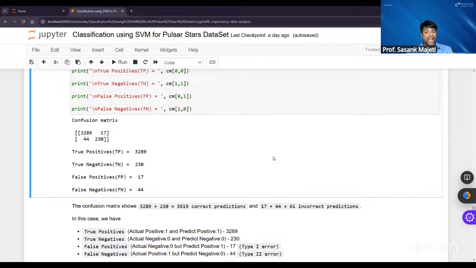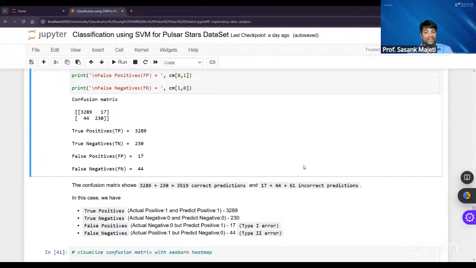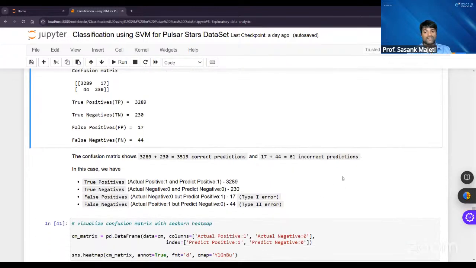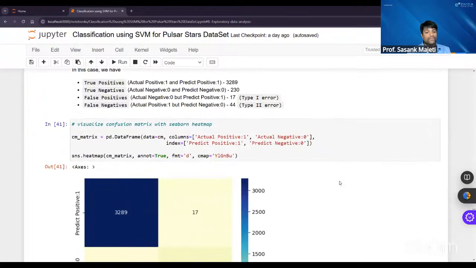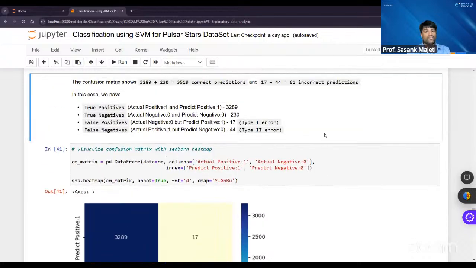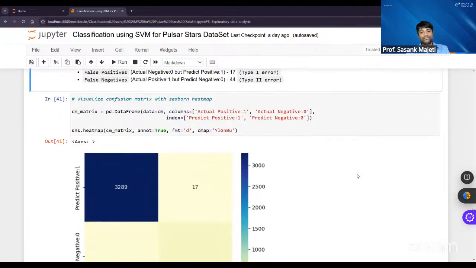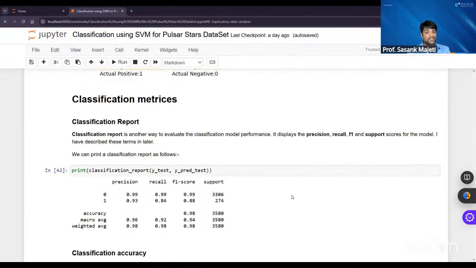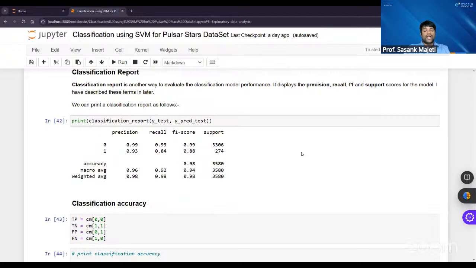If you add them, you are getting 3519 correct predictions compared to 61 incorrect predictions in the data. So this is how the confusion matrix looks when you plot it on the graph. I'm just skipping this and going to the accuracy report, where you have the precision, recall, and F1 score, which is determined for the model.